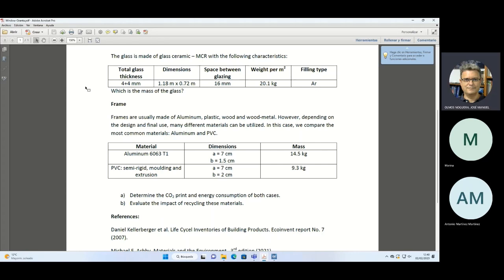So questions, conclusions, comments. What do you think? Which is more sustainable? PVC. Are you sure? Plastic? Plastic is good? Yeah. With the indicator that you are using, yes.